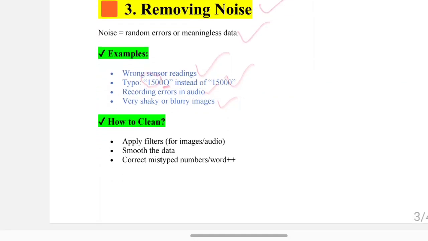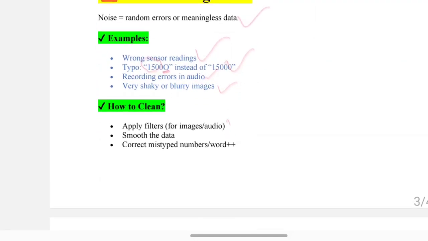So now how to fix it? Apply filters for audio. We will be using some filters for images or audios, and smooth the data. Correct typing mistakes. That is how we need to remove the noise.